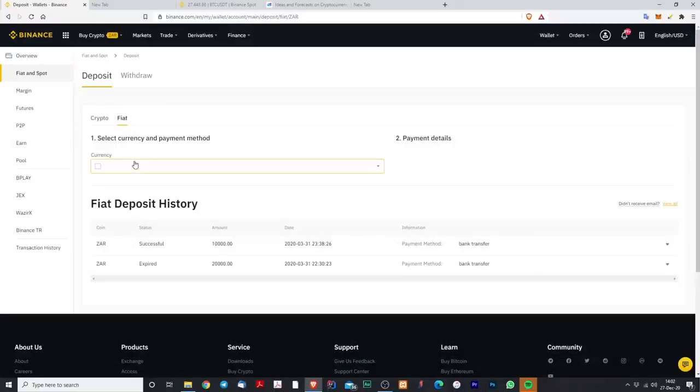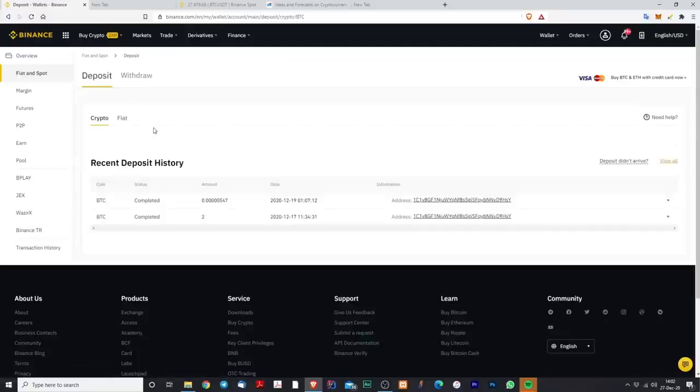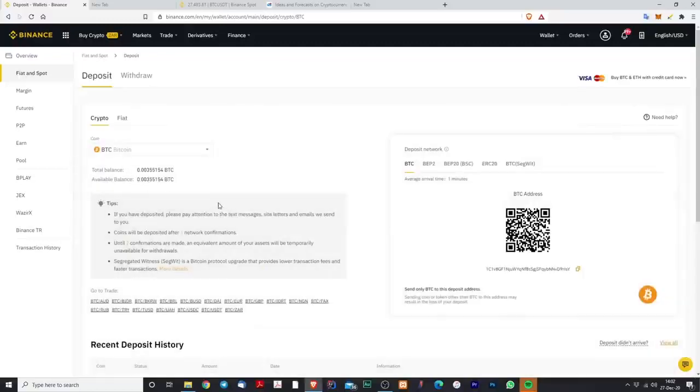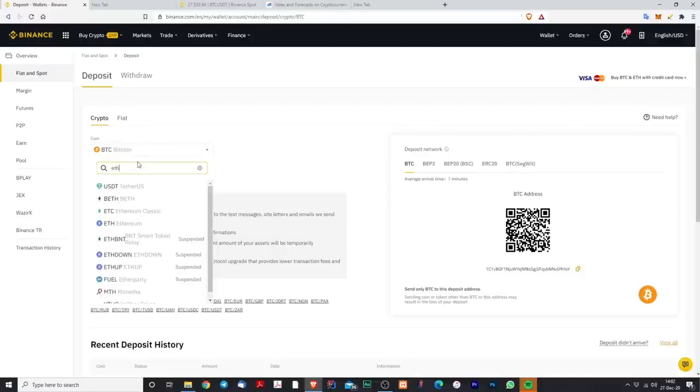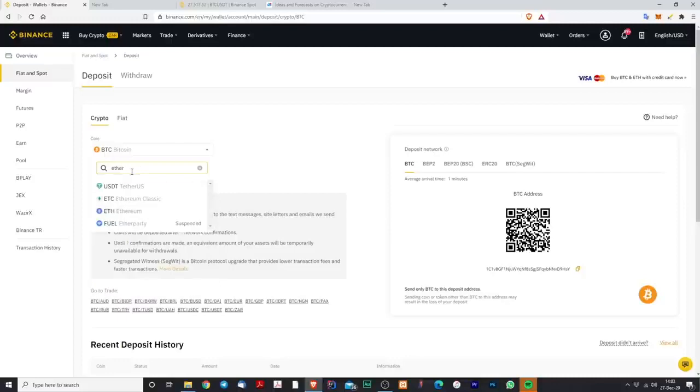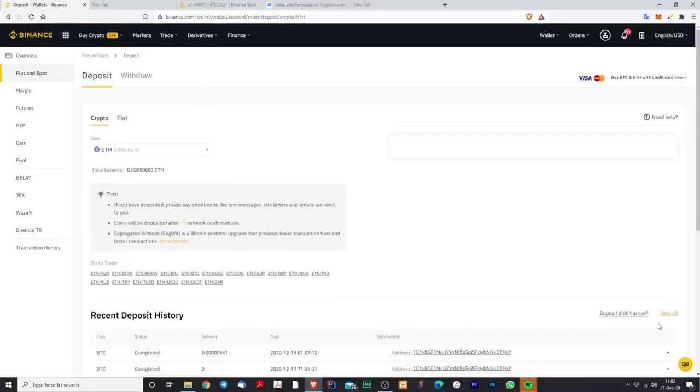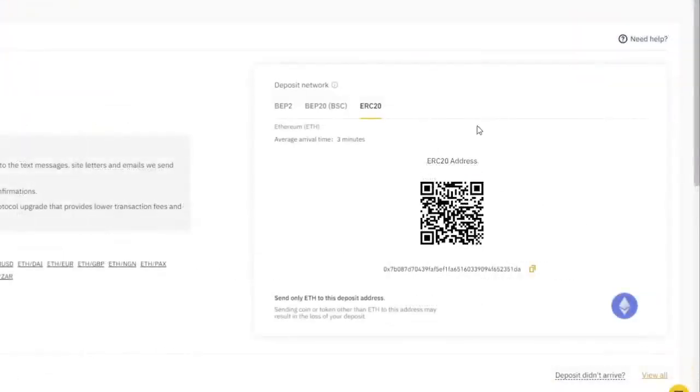So on the fiat side, that's where you can deposit fiat. You can see my fiat deposit history showing up here. And if you're trying to deposit crypto, you can click crypto, and then it shows you a bunch of coins you can use to deposit. So here by default it has Bitcoin, BTC. If you want to deposit ETH, you can simply type ETH over here or Ethereum, and you see Ethereum pops up. And on the right hand side here, you can see that I now have the QR code and the wallet address under it.